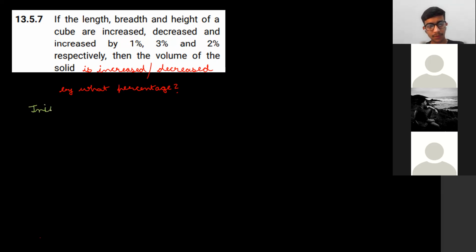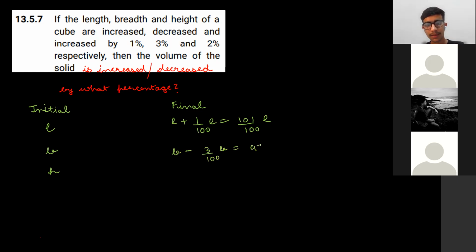Okay, again, I'll proceed with the same steps. So initial, final. Let's say initially the length was L, the breadth was B, the height was H. Now length is increased by 1%. That means L plus 1% of L, so this will be 101 by 100 L. The breadth is decreased by 3%, so that means B minus 3 by 100 of B, so that's 97 by 100 B.